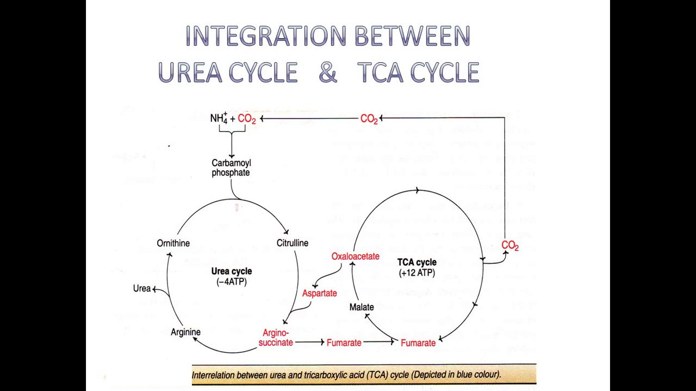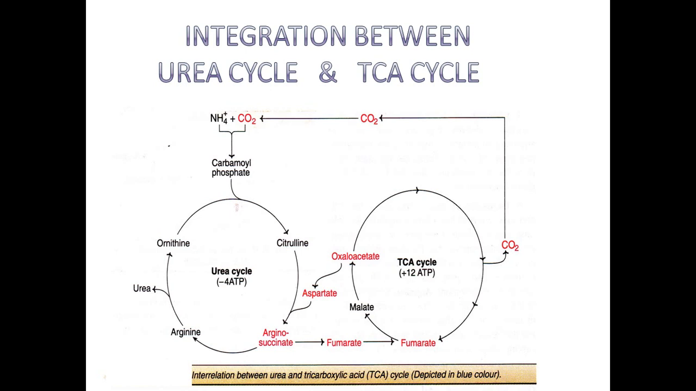Carbamyl phosphate reacts with ornithine and results in the formation of a compound called citrulline, and citrulline reacts with aspartate and converts into arginosuccinate. This aspartate comes from oxaloacetate, which is an intermediate compound of the TCA cycle. Oxaloacetate reacts with glutamate and forms aspartate. So indirectly oxaloacetate is responsible for the formation of aspartate, which is required for the urea cycle for the synthesis of arginosuccinate. So indirectly oxaloacetate is linked with the urea cycle by the formation of aspartate.